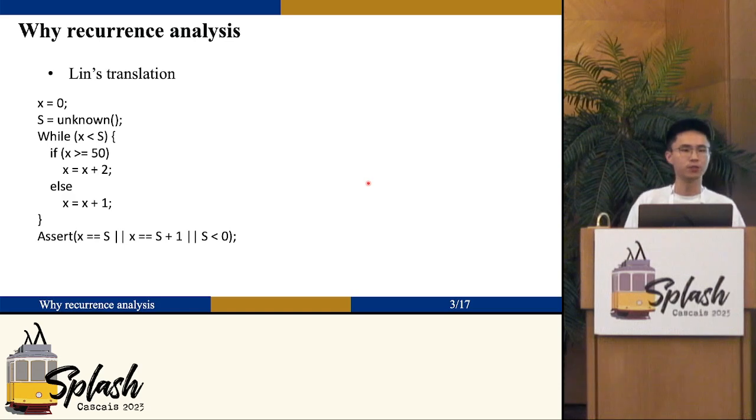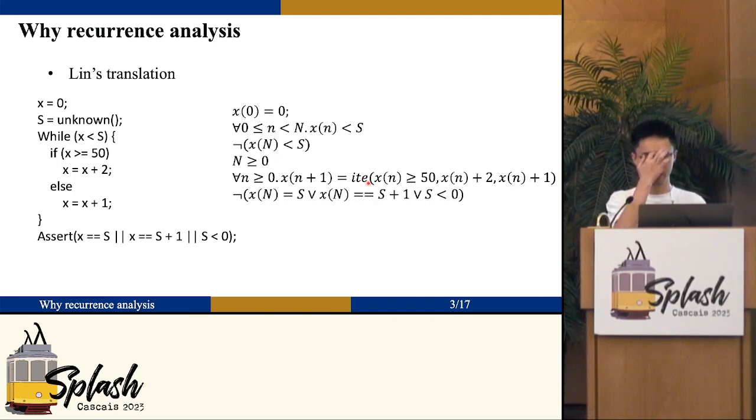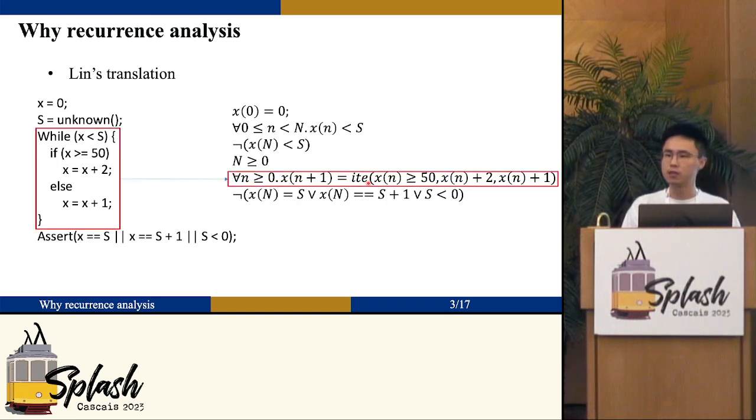For verification, Professor Lin proposed a method for translating any C-like program into a set of first-order language, which can be fed into SMT solvers directly. This is the example, and the key point of the translation is that a loop is translated into a set of recurrences, but current SMT solvers don't deal well with such a recursive definition. So what we need to do is to remove them by computing closed-form solutions for them.